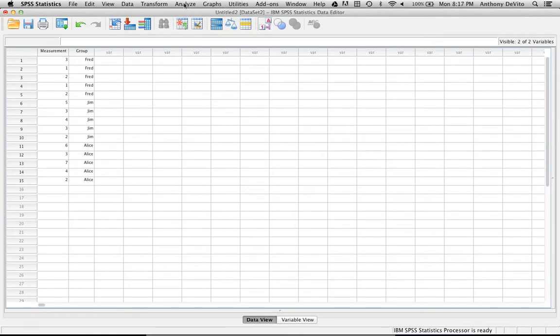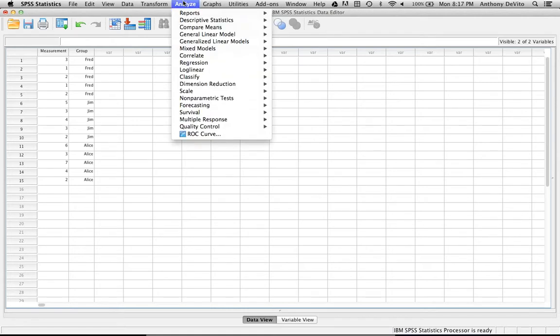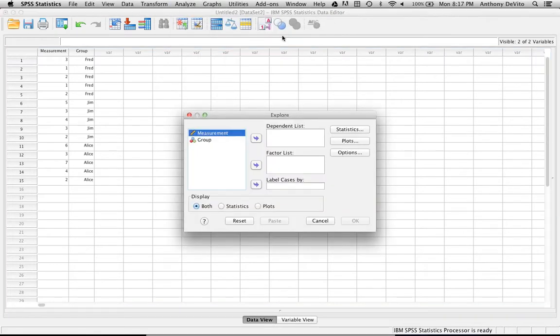First thing I'm going to do is take a look at our means. That's what we did, we calculated means before, right? Analyze, descriptive statistics. I'm going to go to explore. Okay, and I'm going to put measurement in the dependent list, which is the number that we're going to use to calculate the mean. I'm going to put group into the factor list. So we're factoring results for the mean or the descriptive statistics into 3 groups, Alice, Fred, and Jim.